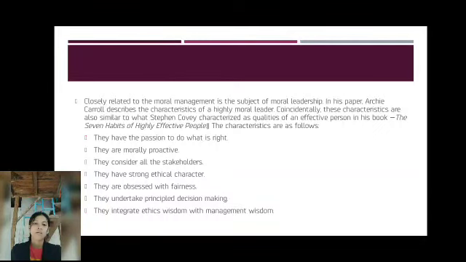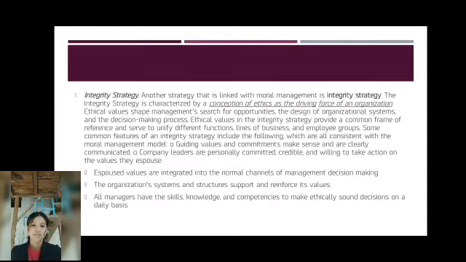Therefore, moral management is very essential in the organization because it ensures health and safety to all employees, promotes a feeling of equality, and motivates workers toward the achievement of goals. It helps to maintain a good environment at the workplace.